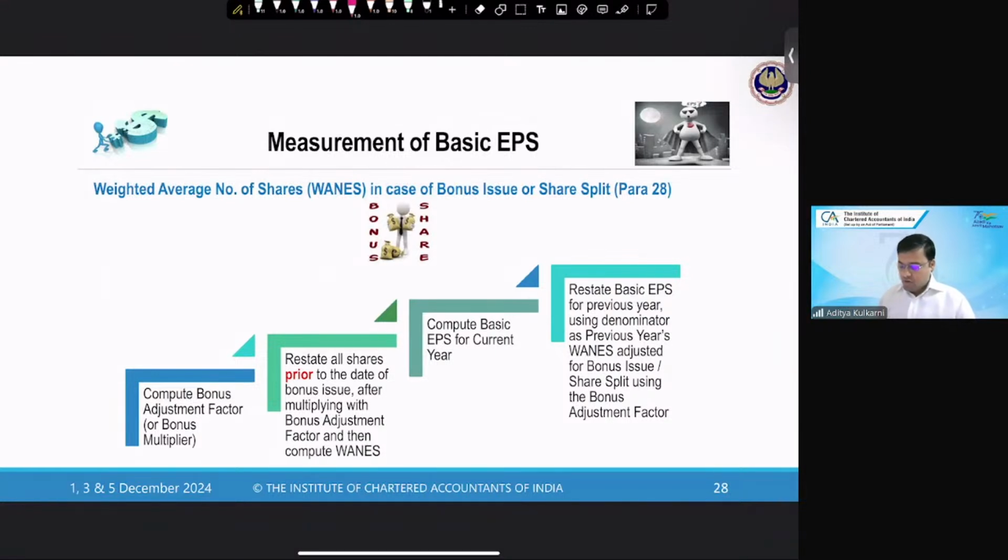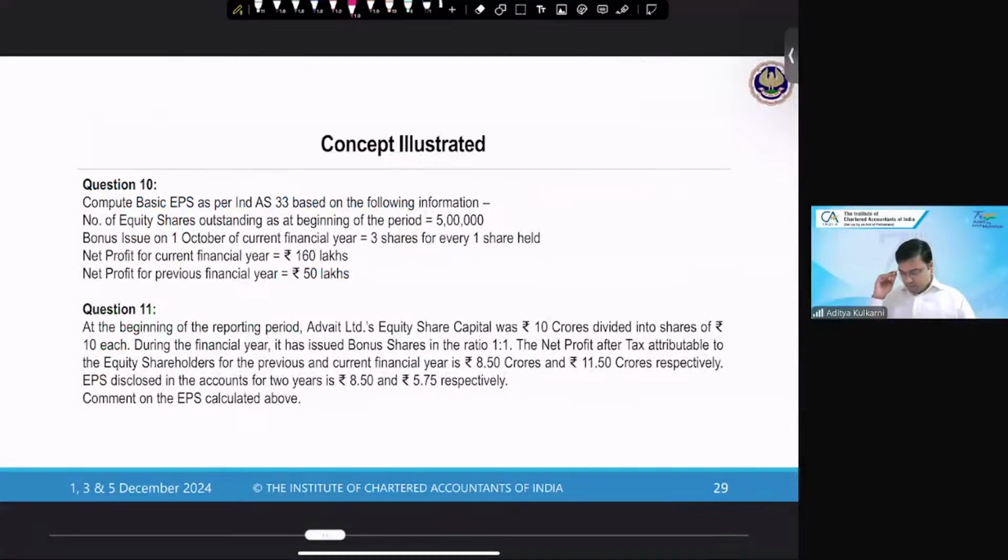We will look at the example, we will see the procedure of calculation, and then if you feel the need, we'll come back to the theory. Otherwise, you can handle the theory by yourself. Now, let us look at this particular example. Compute the basic EPS as per Ind AS 33 based on the following information. You would have done this question in your intermediate, but still we are just getting an understanding of the calculation behind it.